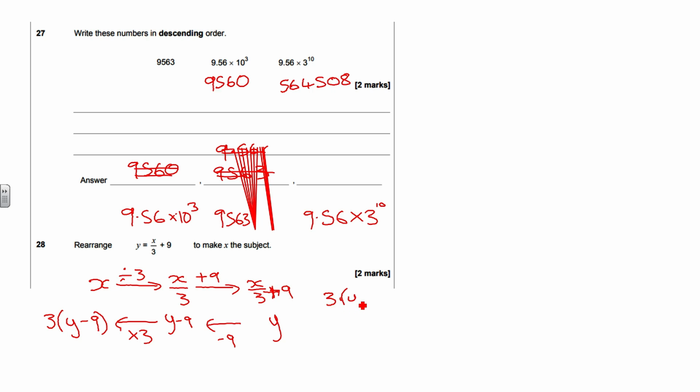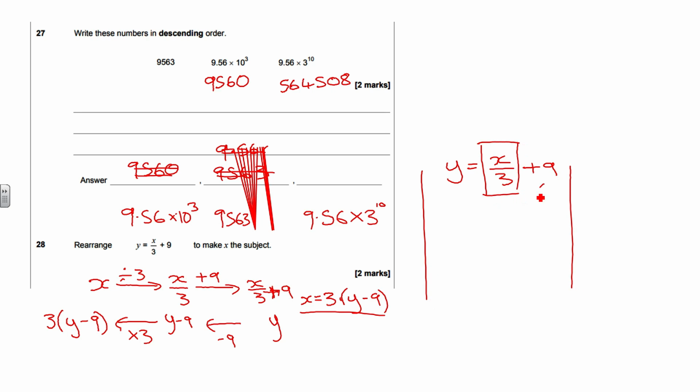We could also have done it by balancing. Y equals x divided by 3 plus 9. So our balance method wants to try and isolate the x. So let's isolate the x term first by getting rid of the plus 9, which we can do by taking 9. But this has to be balanced on the other side.